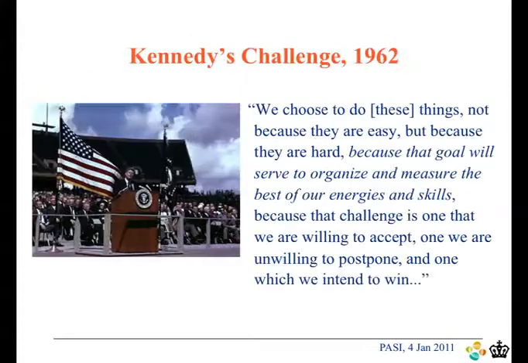And I want to conclude with a quote. We choose to do these things not because they are easy, but because they are hard. Because that goal will serve to organize and measure the best of our energies and skills. Because that challenge is one that we are willing to accept, one that we are unwilling to postpone, and one that we intend to win. These were the words that started the Apollo moon program. That actually finished in 7 years. Well, we have 8 years. Well, we have 7 years now till 2018.